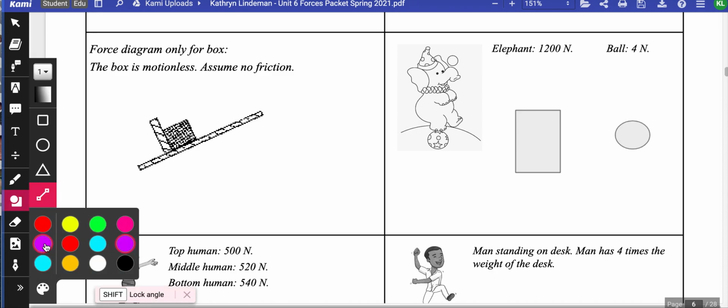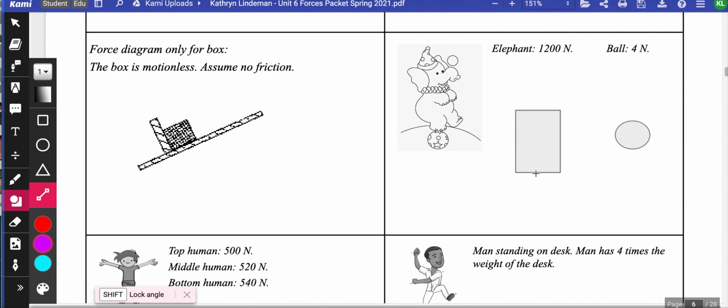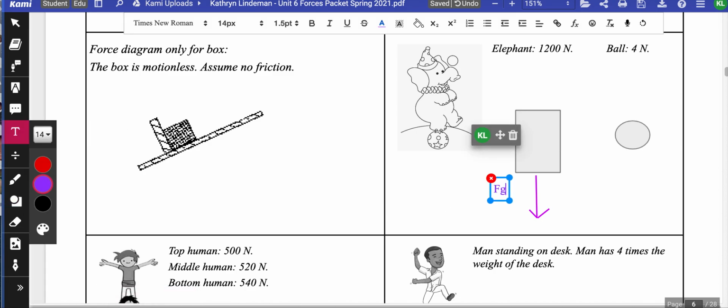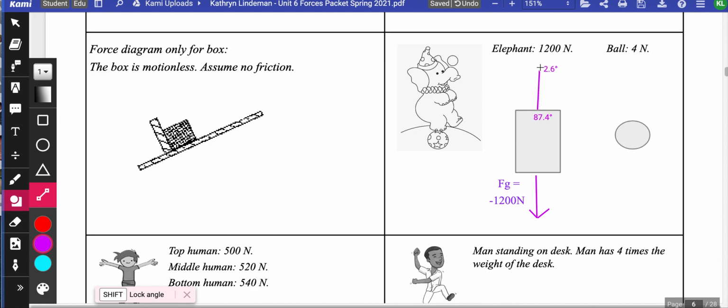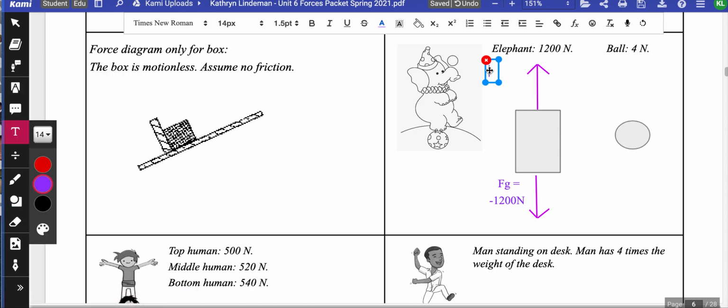So when we are putting this together, we would have gravity force down here, and that's going to be equal to negative 1,200 newtons. Okay, and then we have a normal force, and I try to make both of those arrows about the same length. So Fn is going to be equal to positive 1,200 newtons.